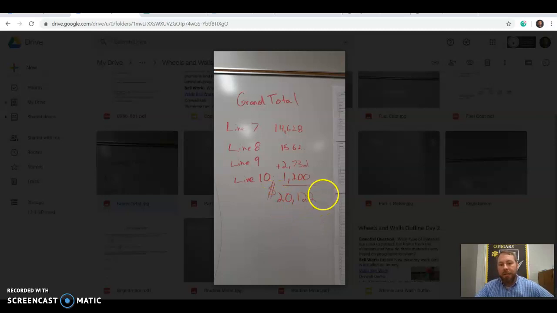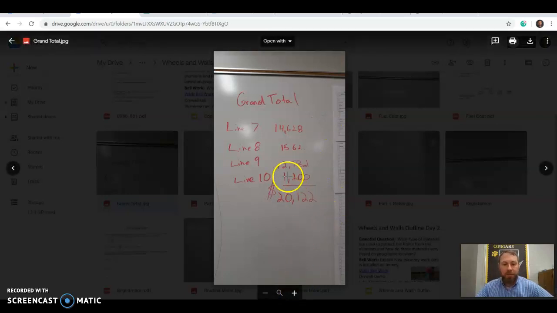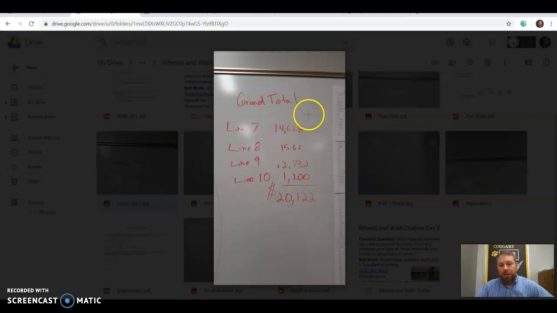So that's taking into account how much you're paying on a loan, how much you're paying in maintenance, how much you're paying in gas, and also how much you're paying in registration. So just for that truck, for 1 year, this is what you're going to have tied up: $20,122.